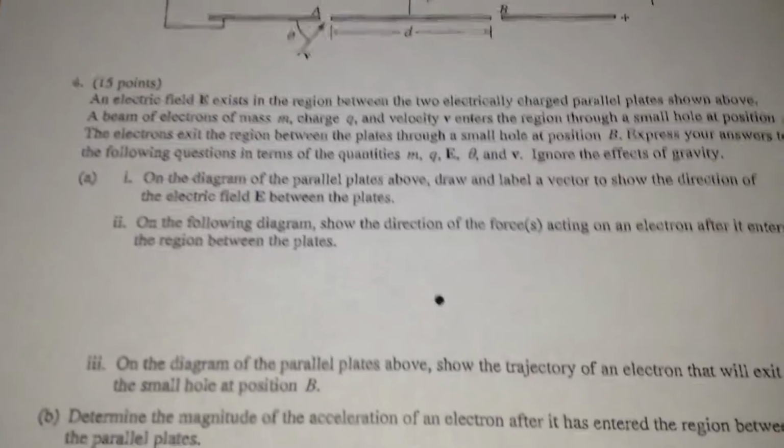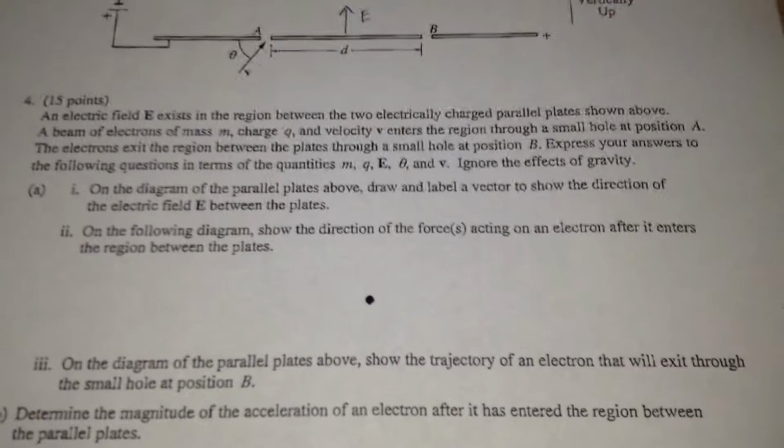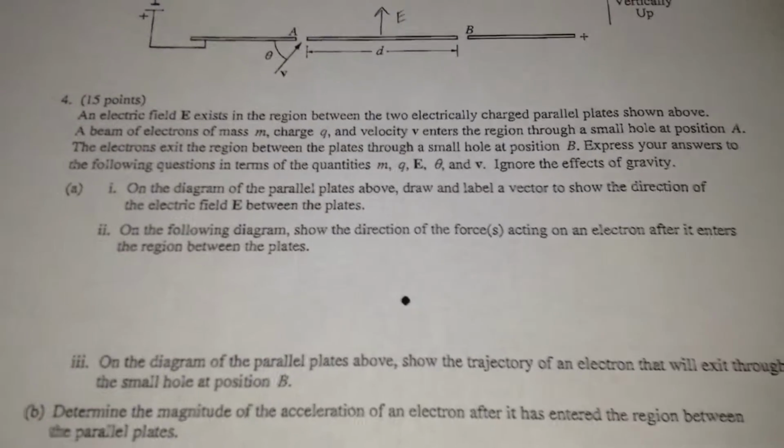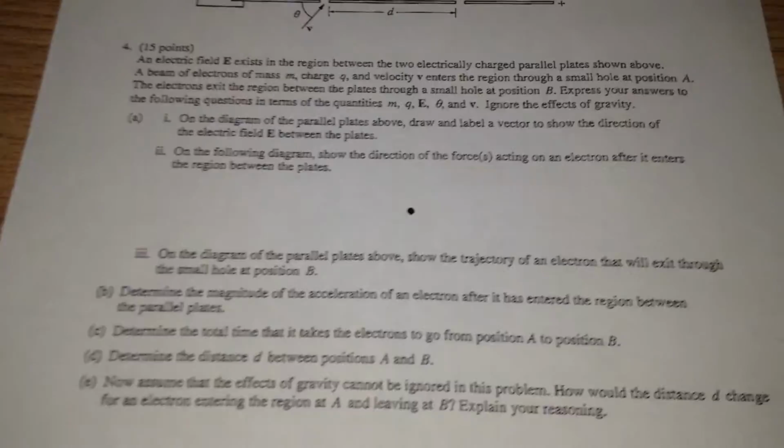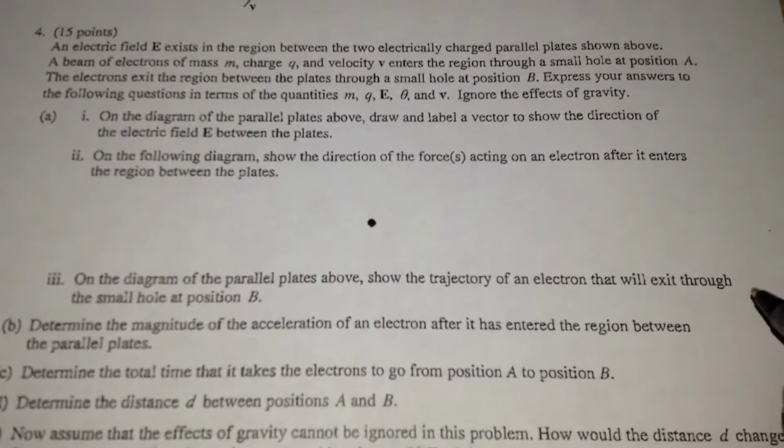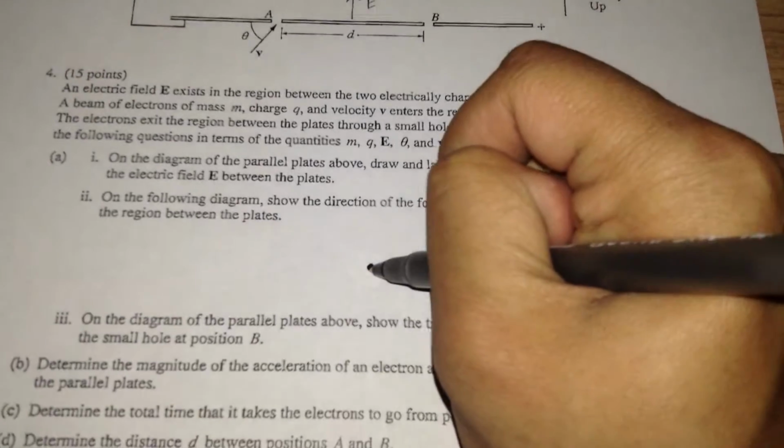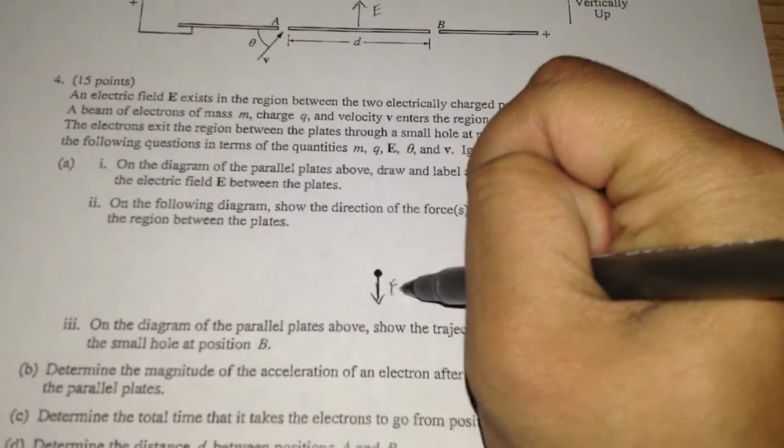Roman numeral 2 is asking, on the following diagram, the dot, show the direction of the forces acting on an electron after it enters the region between the plates. The force on the electron will be towards the positive, so it'll go down, that's Fe.